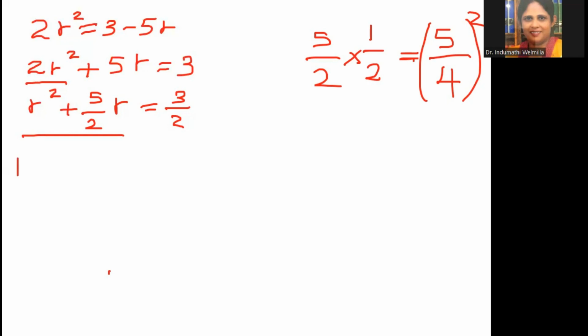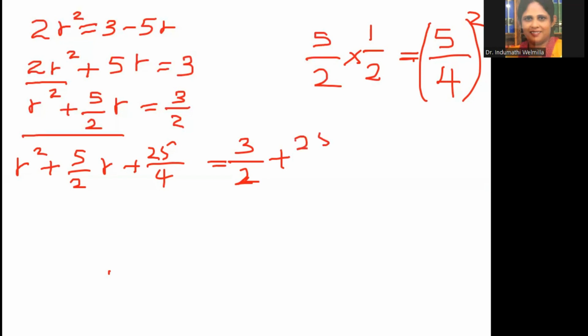So then we can include that value as the additional value, 25 over 16. Remember, when we add an additional value here, we need to do the same thing on the other side of our equation. Sorry, it is 16, not 4, because when we square 4 into 4, it is 16.